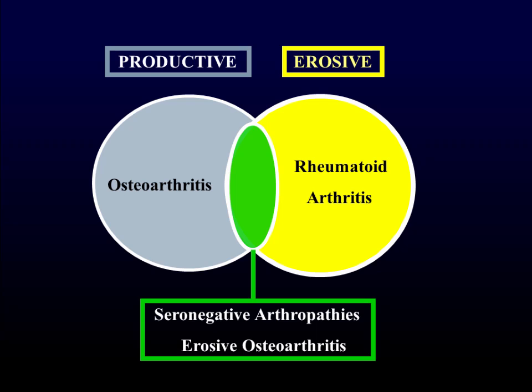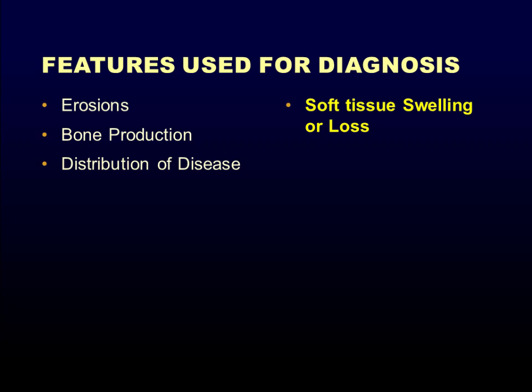Those that are purely productive with no erosions like osteoarthritis, those that are purely erosive with no bone productive changes like rheumatoid, or those that have both a component of erosion and bone production like the seronegative arthropathies or erosive osteoarthritis. We'll come back to the primary features of erosion, bone production, and disease distribution, but I wanted to spend just a few minutes talking about some of the accessory findings that can help us identify arthropathy.